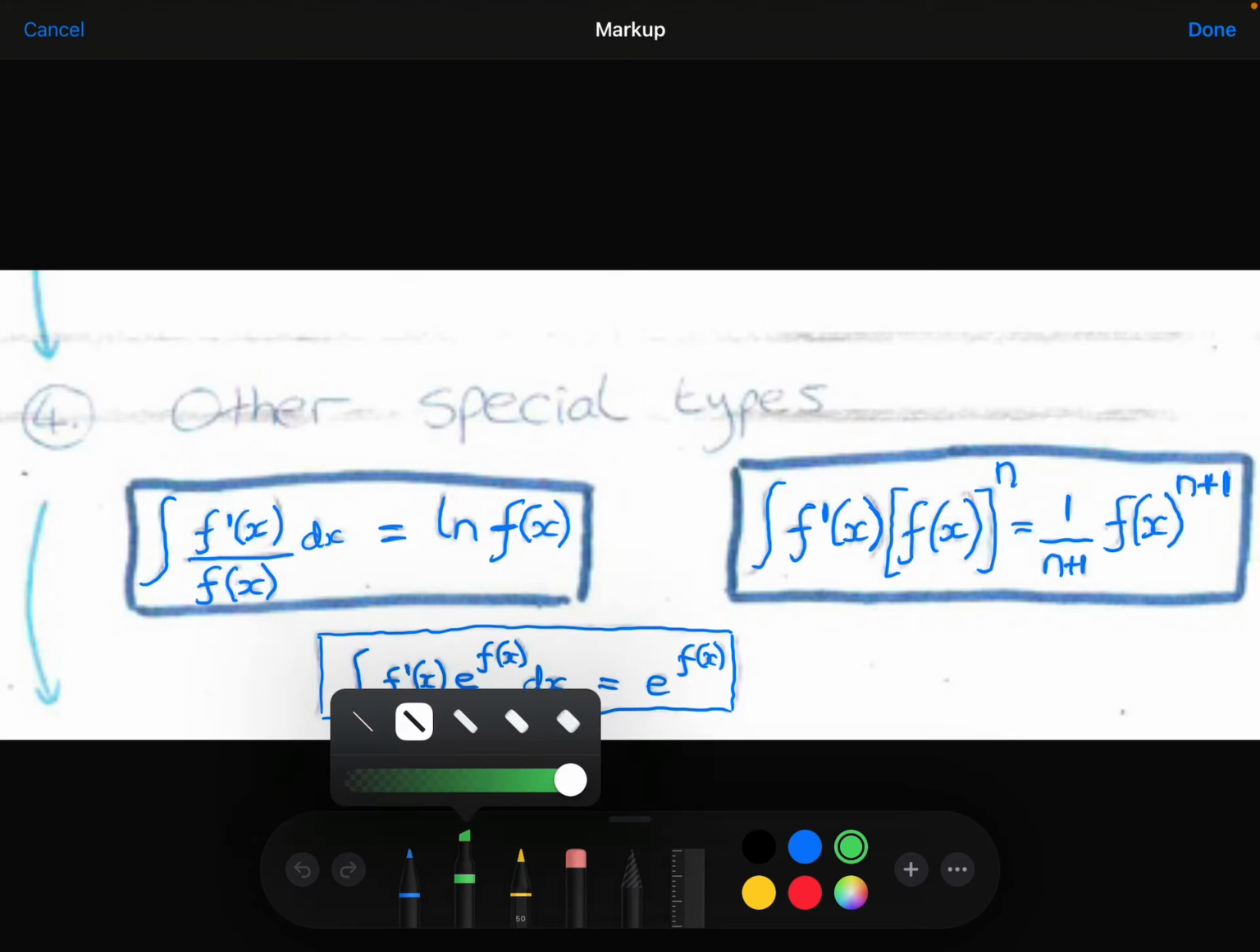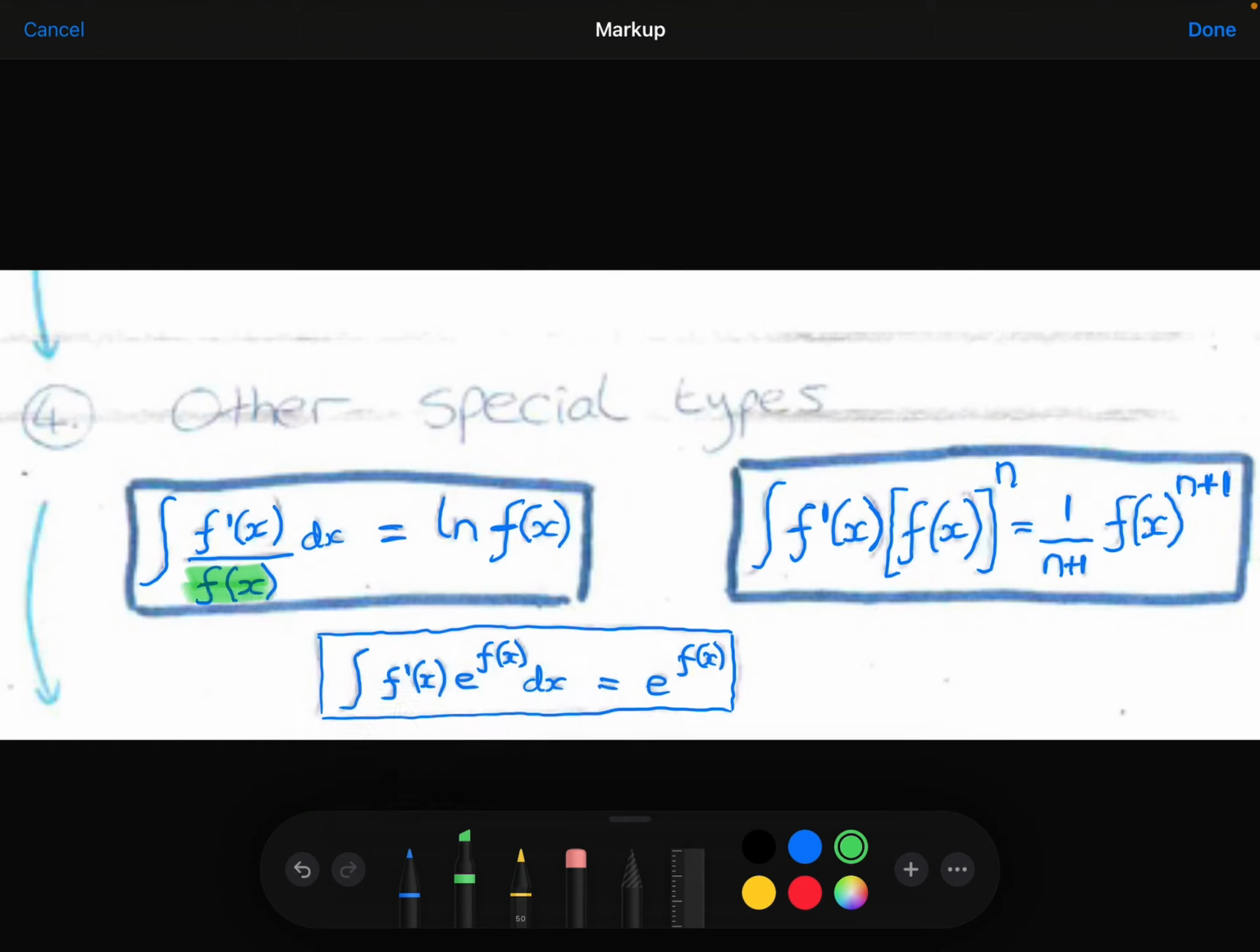So, for example, there were 3 types we saw. In this case here, I've got my function on the bottom, and I've got the derivative of that function on the top. In that case, I can ignore the derivative completely and just integrate the function the way I normally would. So the 1 over f of x would integrate to be ln f of x.